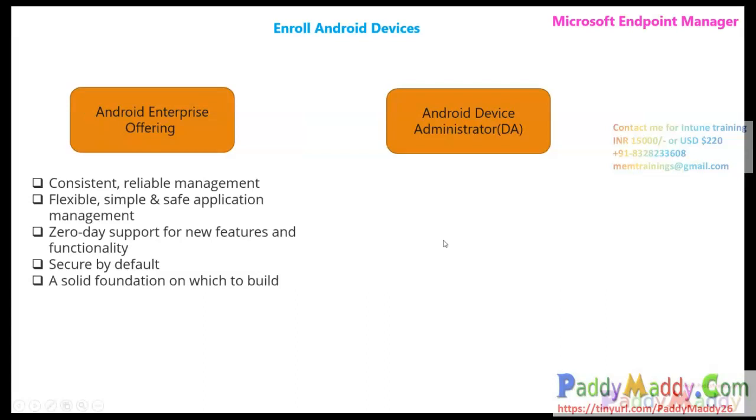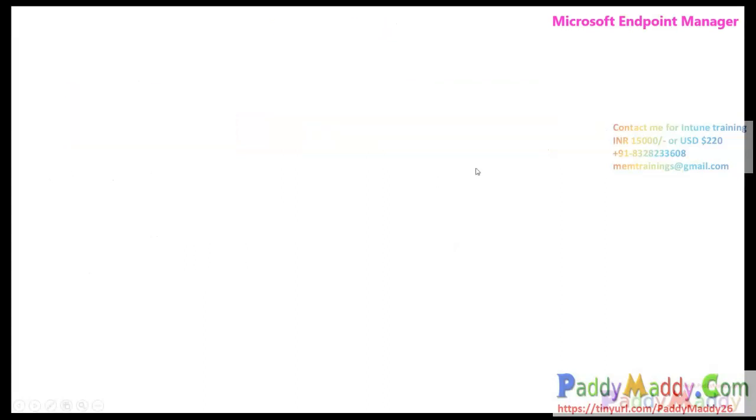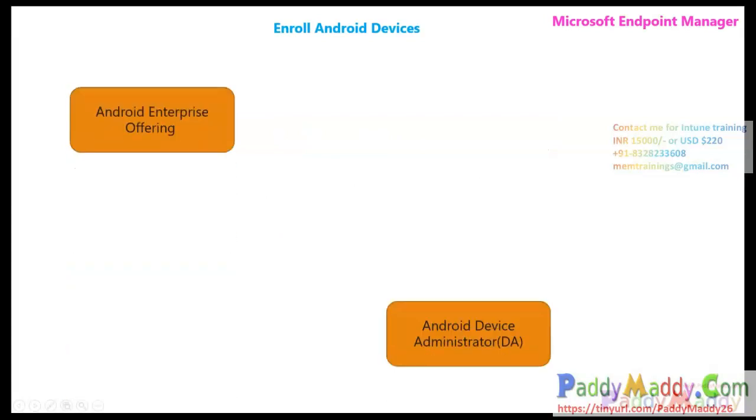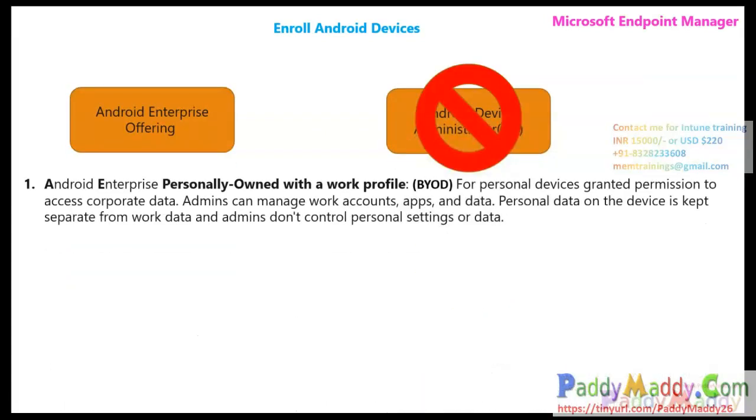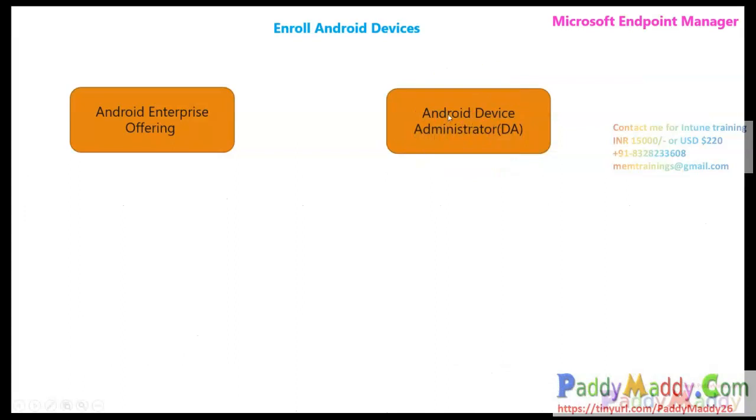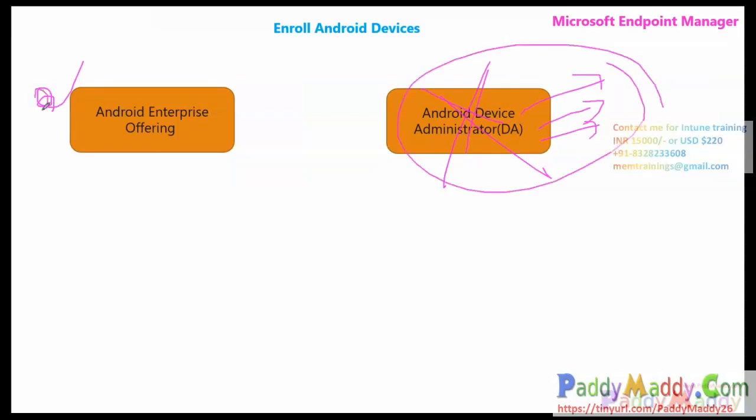And what we use in production, 99.9 percent, is the Android Enterprise offering. Nobody uses DA. Okay, so that's what you need to understand. Now, I have made it very clear. We are not going to work with the Android device administrator point of view. Clear? We're not going to work on anything on this. We are going to work only on this because nobody is using this. Even Microsoft is not pushing it, Google is not pushing it, the community is not pushing it, so nobody uses it. It's expired. Yeah, it's expired. Retired. So only this one.